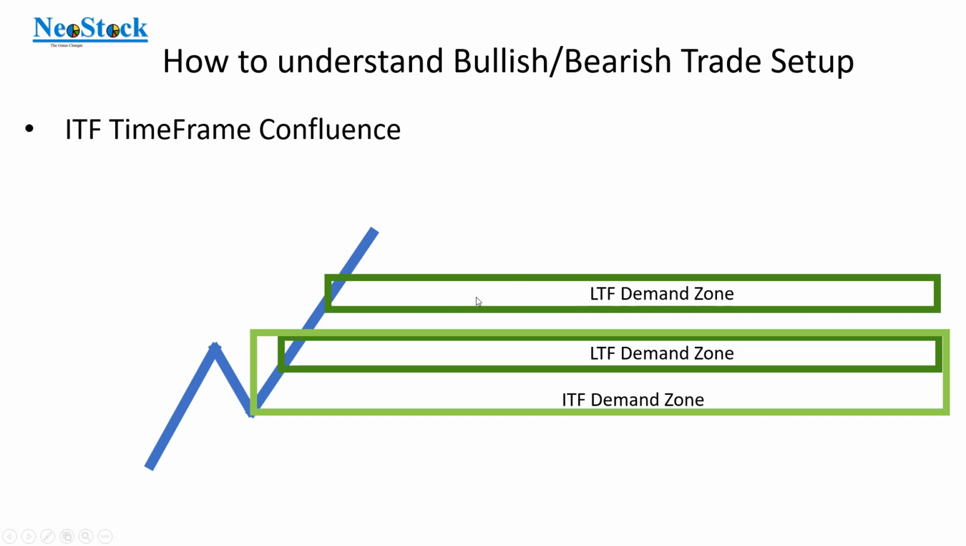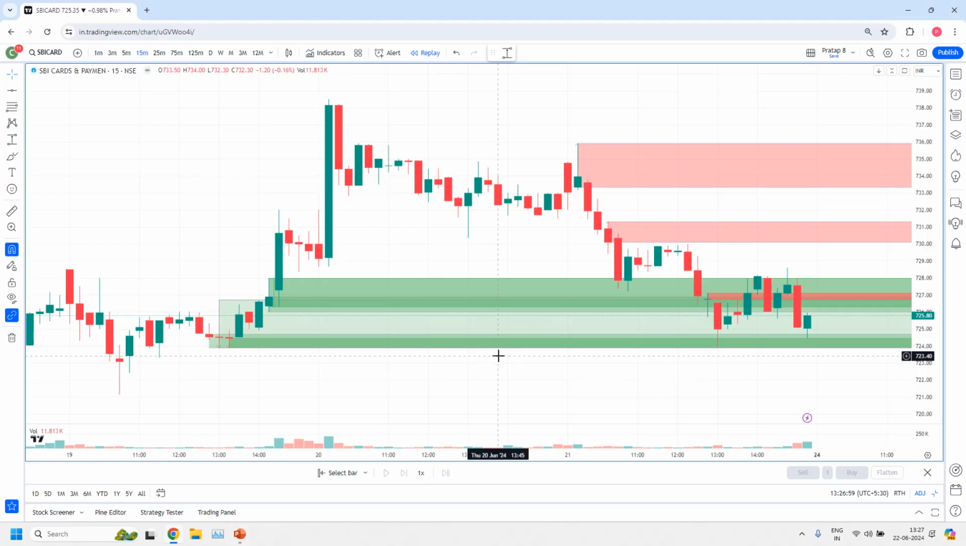In case this zone is violated, what is the next plan? You are not preparing that next plan. Because you are not preparing your next plan, if this zone is violated, you are not able to understand what to do. So SBICARD is a very good example. Hope you got the clarity.